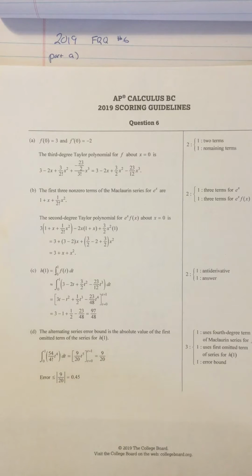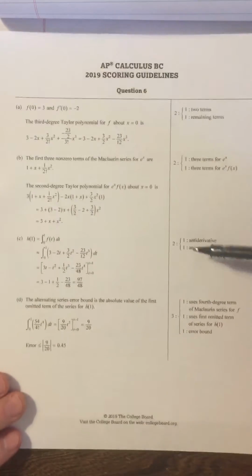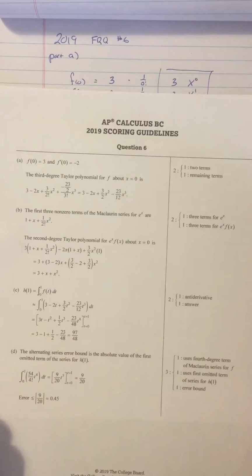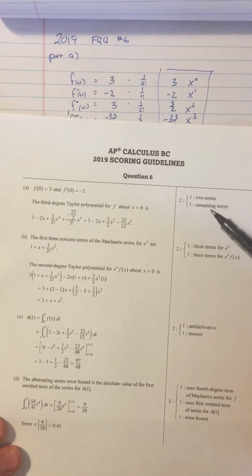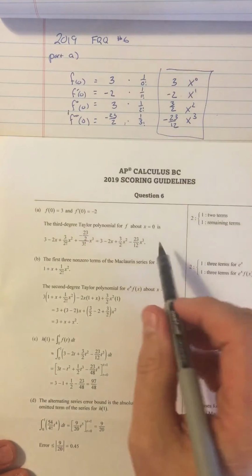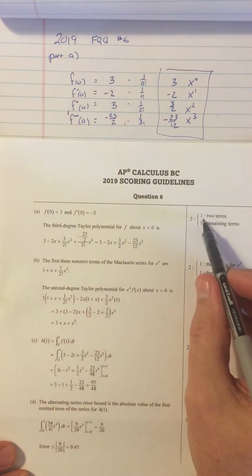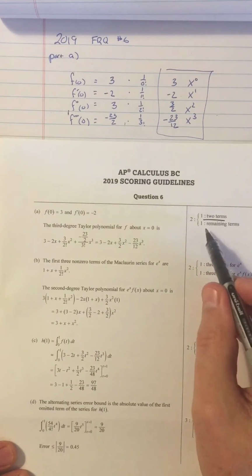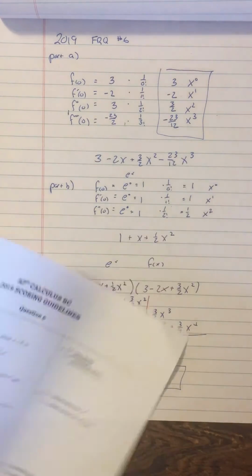So now we're going to look at the scoring on this one. There's not too much to say about it anymore. I think you get it. The breakdown was 2, 2, 2, and 3. Kind of makes sense. So for the first part, part A, we got 1 point for getting just the first two terms and 1 point for the rest of them.